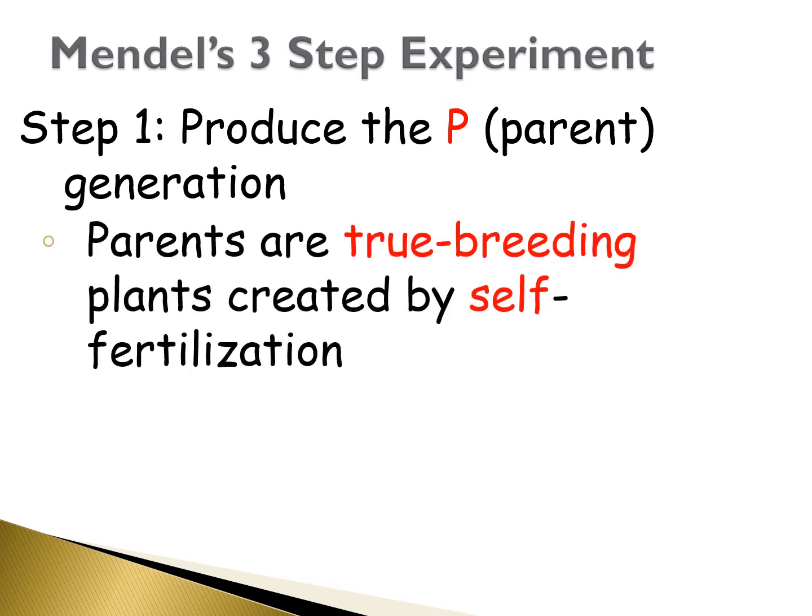In the case of the pea plants, they were true breeding because they were allowing self-fertilization, or even if they had cross-pollination and cross-fertilization, all the flowers are purple or all the flowers are white.